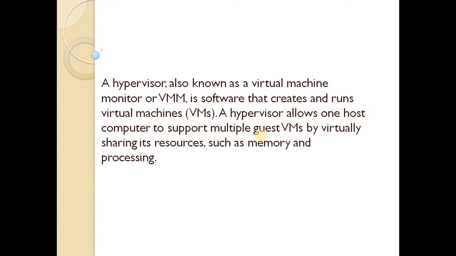So what is a hypervisor over here? A hypervisor is simply a platform over which the virtualized operating system runs. On top of this platform, you are going to install your virtualized operating system. It's software that creates and runs virtual machines. That means the virtual machine runs on the platform of the hypervisor. So the hypervisor is the one platform on which the virtual machine works.